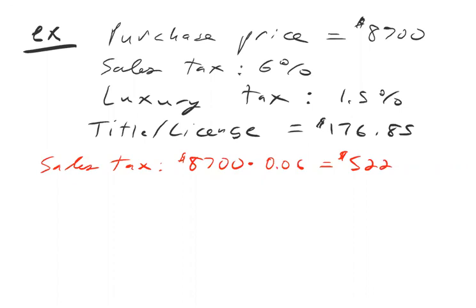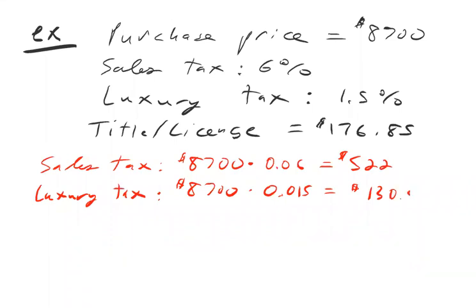Then we do the luxury tax. That's $8,700 times 0.015. And that's $130.50. And then we add the tax, title and license to that, which is $176.85.